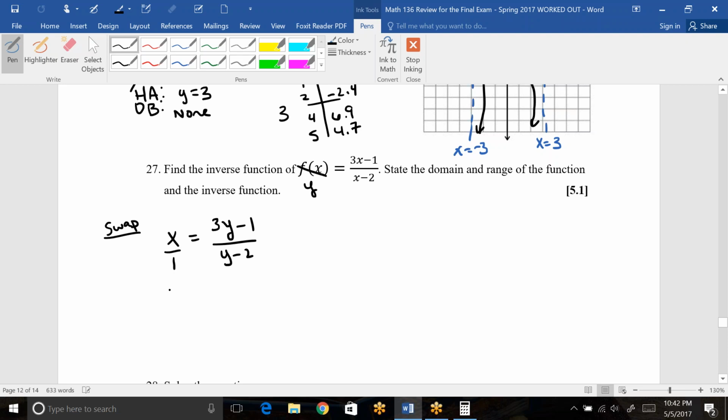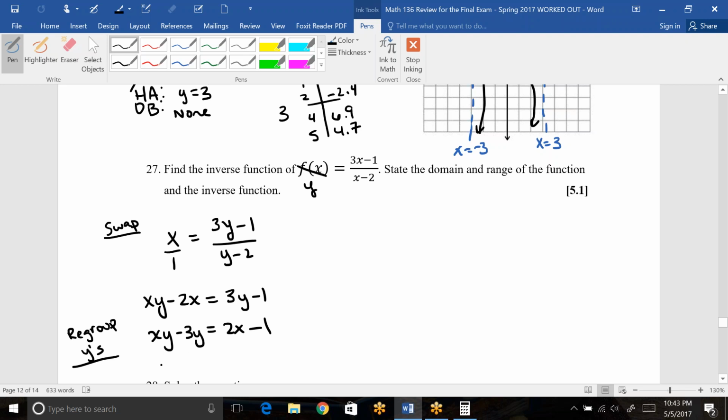To solve this for y now, we would need to cross multiply. So x times y, x times -2, so that'd be -2x. And then 1 times all of this would still be 3y minus 1. You want to regroup the y's, or solve for them. So we need to subtract over the 3y and add over the 2x, because the 2x does not have a y. We don't want it on the same side.